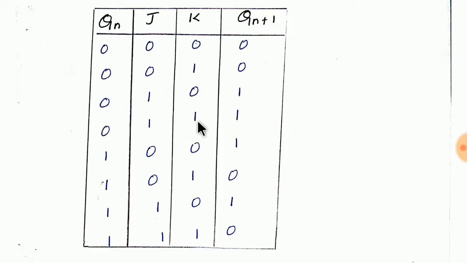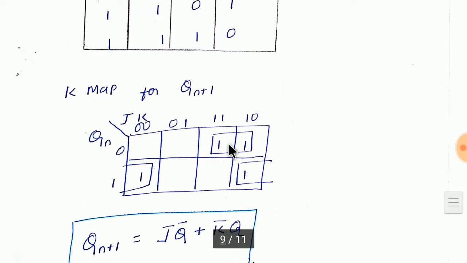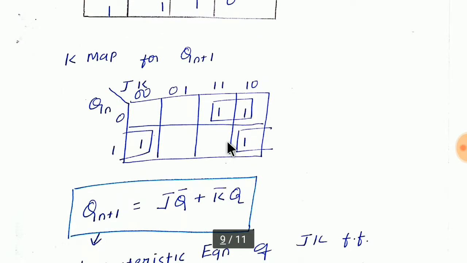For 1, 1, the previous state is 0, and as this is 1, 1, it is going to perform toggle operation. That is, the 0 is being made to 1 here. Now look here, when it is 0, 0, my previous state is 1, obviously my next state is memory, hence the same output is following. Is it clear?